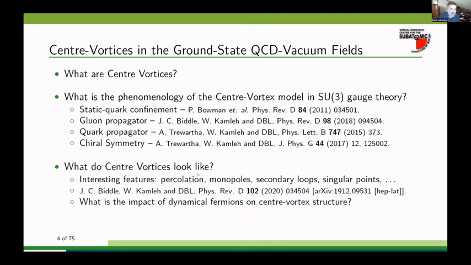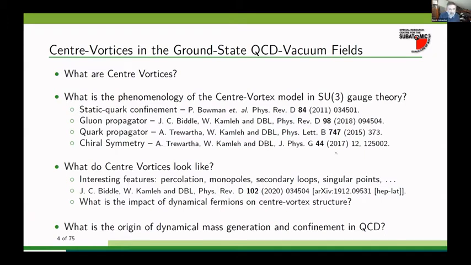We'll be looking at things like percolation, monopoles, secondary loops, singular points. One of the best references so far is this one. And then finally, we'll ask the question, what is the impact of dynamical fermions on the center vortex structure? And how does this impact the phenomenology of the center vortex model? So the bottom line is we want to try and understand what is the origin of dynamical mass generation and confinement in QCD. In fact, do they even have a common origin?